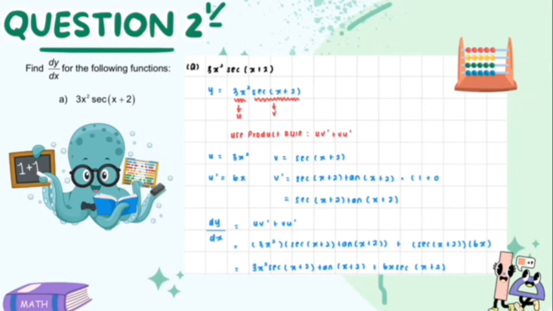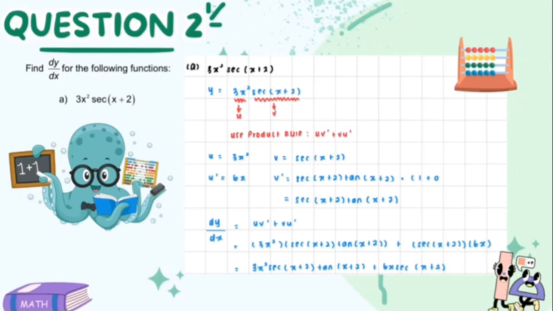So first, as we know, if we differentiate secant, we will get secant x tan x. So, we will get secant of (x plus 2) times tangent of (x plus 2). Next, we differentiate the number inside the bracket. So, differentiate x and we get 1, and differentiate 2 we get 0. So, v prime is equal to secant of (x plus 2) times tangent of (x plus 2).